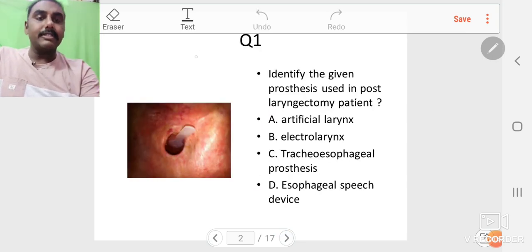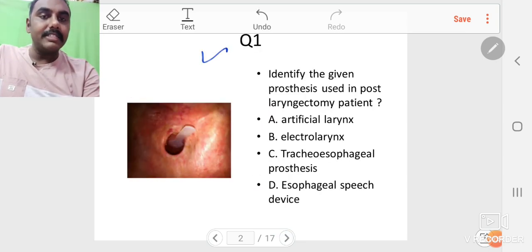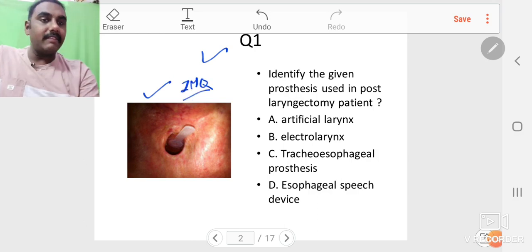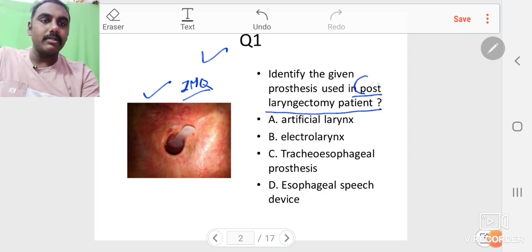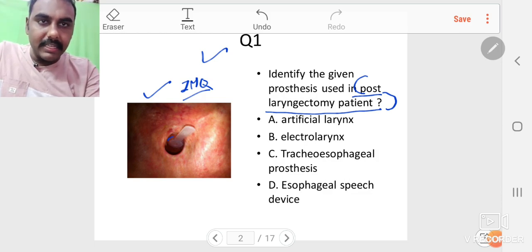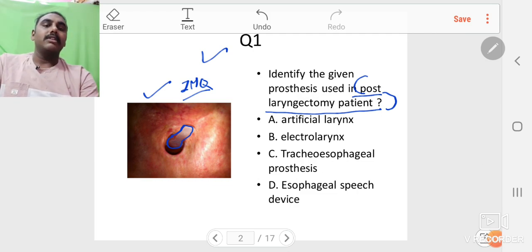The first question was again an image based MCQ. Identify the given process used in this post laryngectomy patient. So, here they are showing a post laryngectomy patient, and there seems to be something sitting over here. So, what could it be?